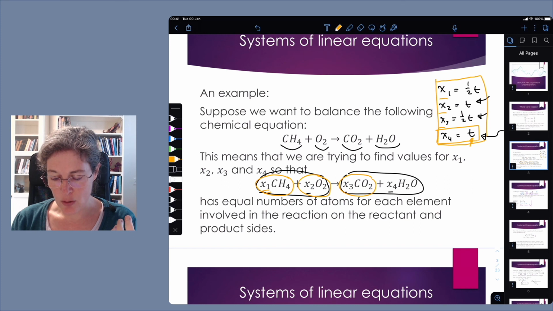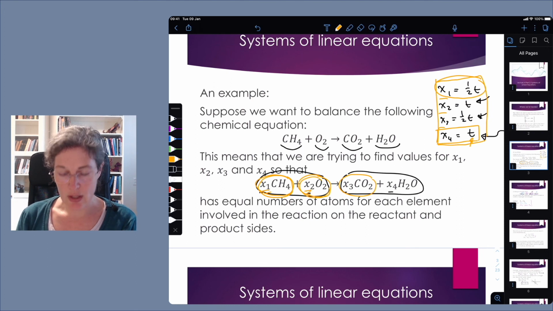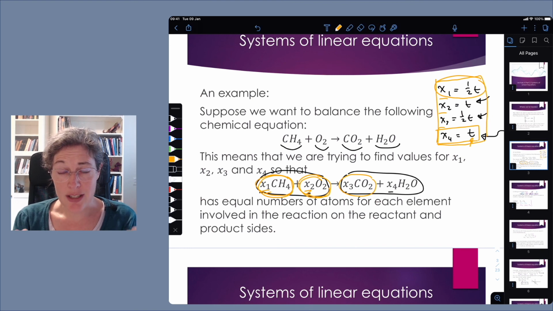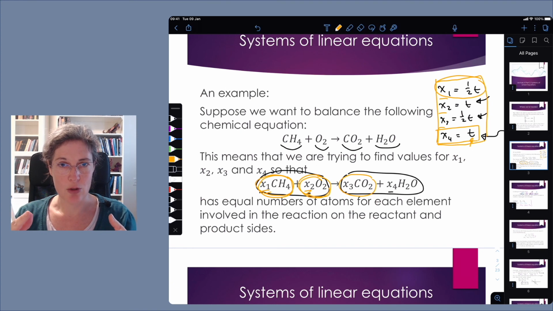It's told us that once you pick a t, or maybe you decide how much methane you have, so you decide, okay, I know what my X1 is, then you know exactly how much oxygen you need. It's going to be X2, and that tells you how much carbon dioxide and how much water you're going to get. So it gives you the proportions. So there are times when actually what you're wanting is infinitely many solutions, but it's important that it's not any infinitely many random solutions. It's solutions that are linked together in very important proportions.